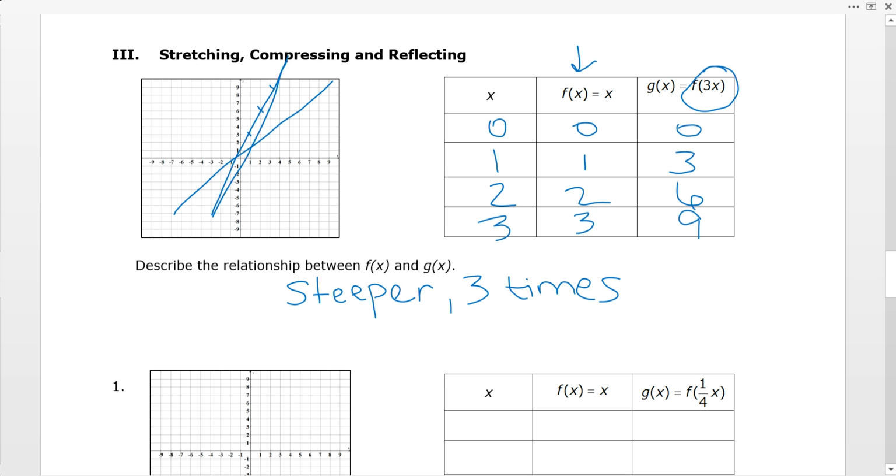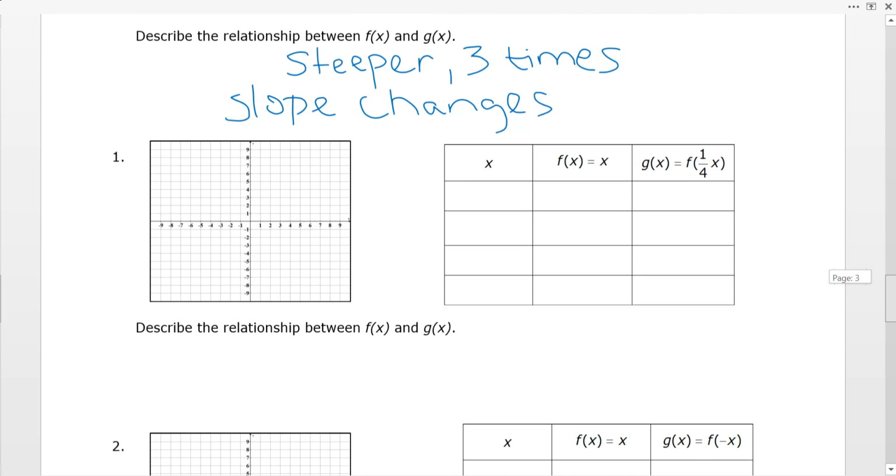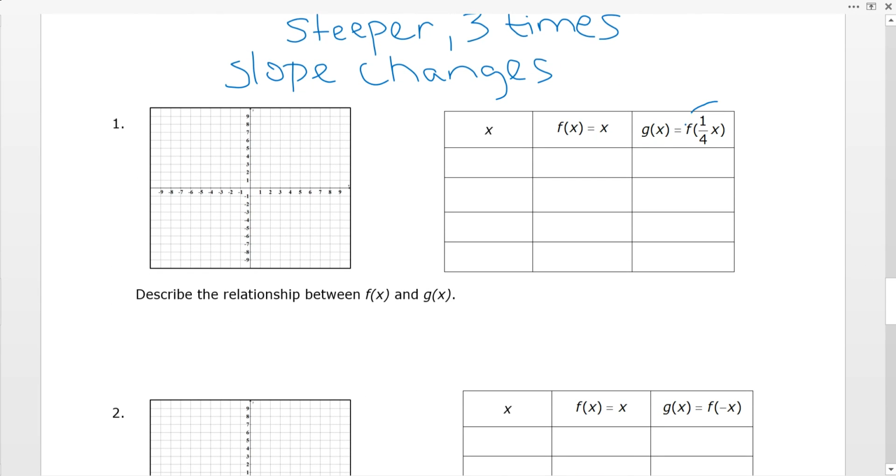Okay, so basically when you multiply x or y, this one happens to be multiplying x, the slope changes, not the y-intercept. When we shifted horizontal and vertical, our y-intercept changes. This one only changes the slope. So what do you think is going to happen on our next one when we have a smaller value?